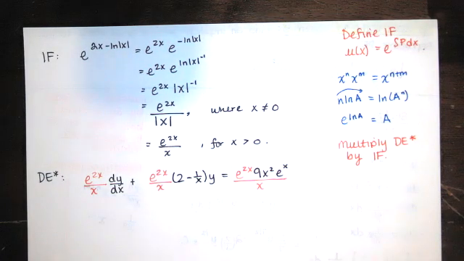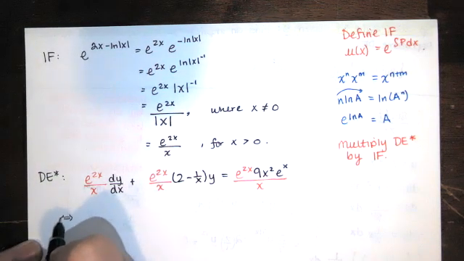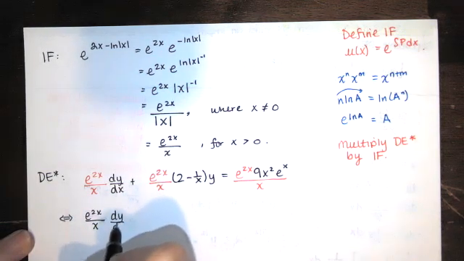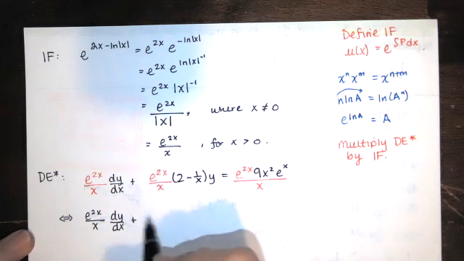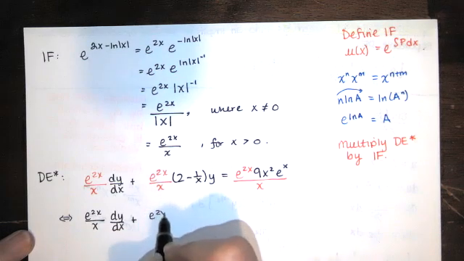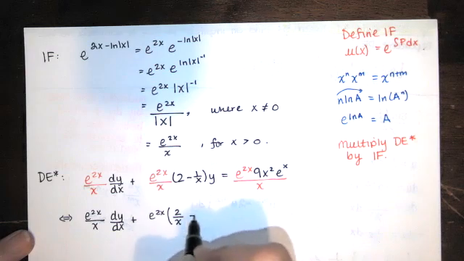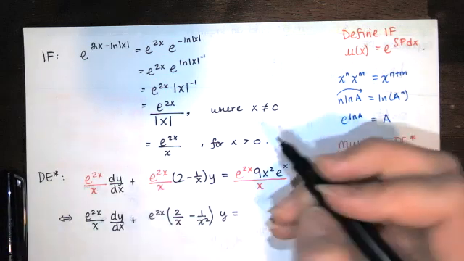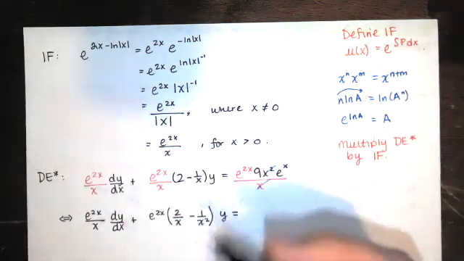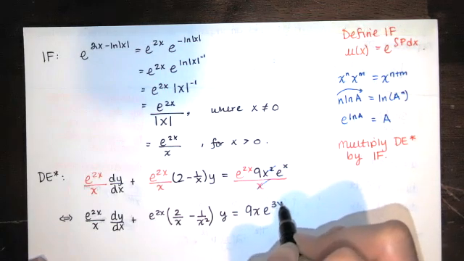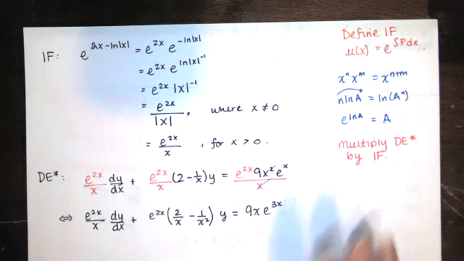And then we want to simplify from here. So you have e to the 2x over x times dy dx. And I would recommend simplifying this. I'll probably just distribute the 1 over x through. So this is e to the 2x times 2 over x minus 1 over x squared. And one of the x's will reduce over here. So we have 9x, and then e to the 2x times e to the x. You just add the exponents. That's going to give us an e to the 3x.